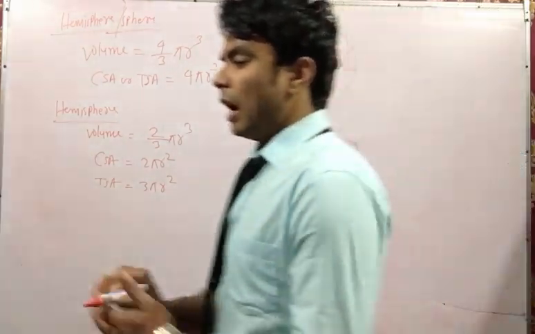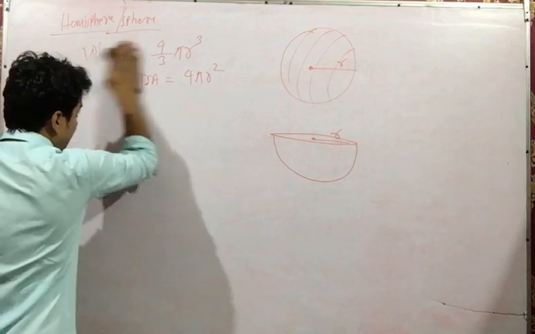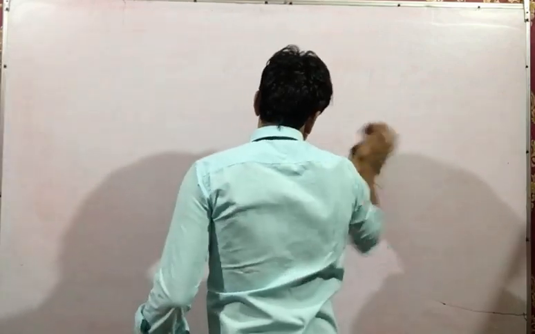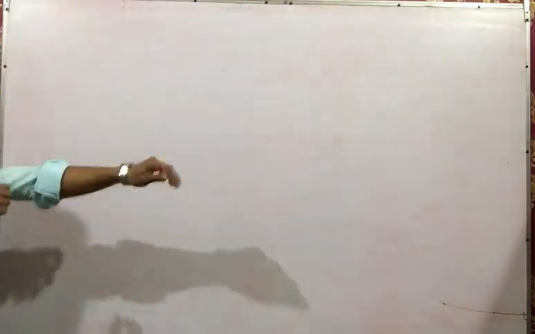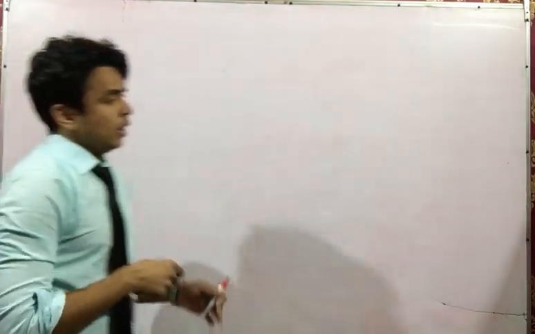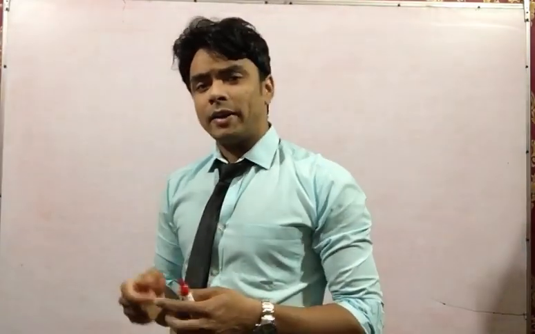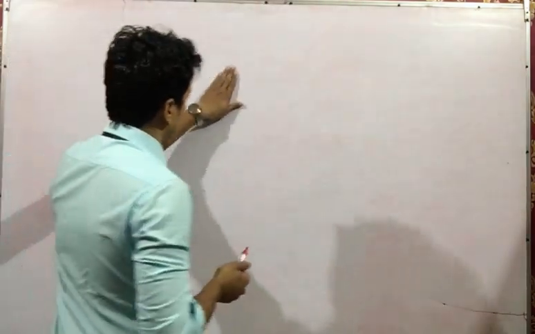hemispheres. Done. After that, no other shapes are left that will be asked in this year's board examinations. So as per the promise, I will teach you a new shape. If somebody asks you to find the volume of a tire, a cycle tire or a bike tire, can you find it out? The volume of a tire.